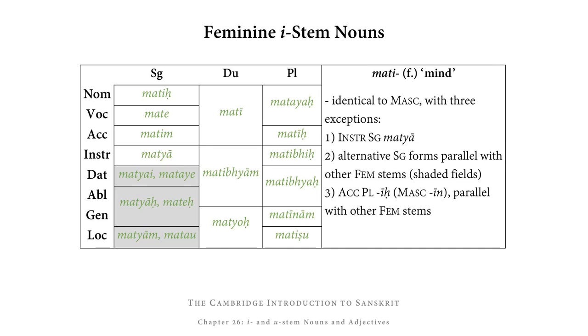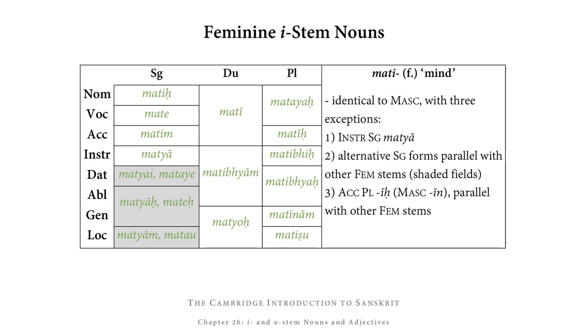But then in the accusative comes the third difference, and that is that the accusative plural ends not in in, but in ich. Compare this to A stems. There we had the masculine short A stems ending in an, naran, accusative plural, but feminine long A stems ended in ach, for example, senach. So an and ach, here we have in the masculines and ich in the feminines.